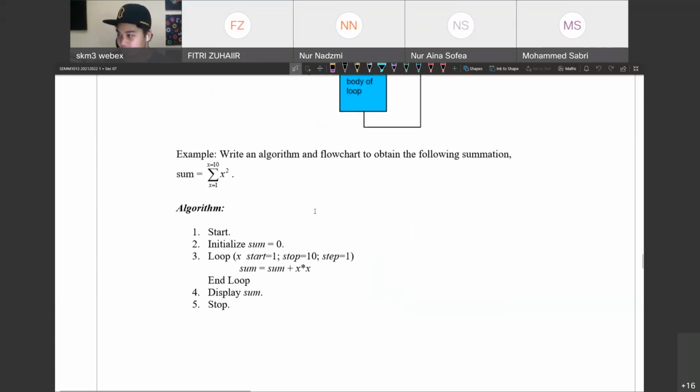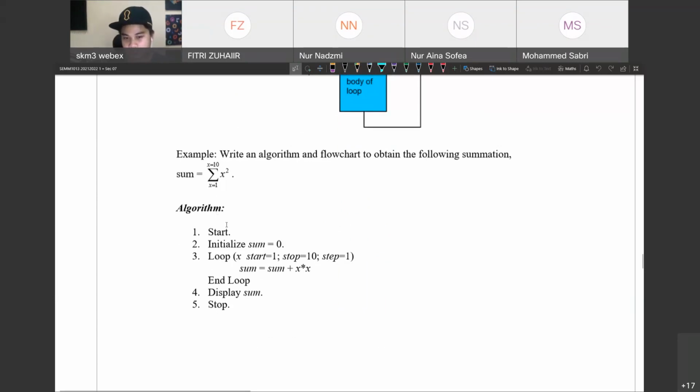So the example here: write an algorithm and flowchart to obtain the following summation. Now I want to make the summation of x to the power of 2. That means 1 squared plus 2 squared plus 3 squared until 10 to the power of 2. So how does the algorithm look?